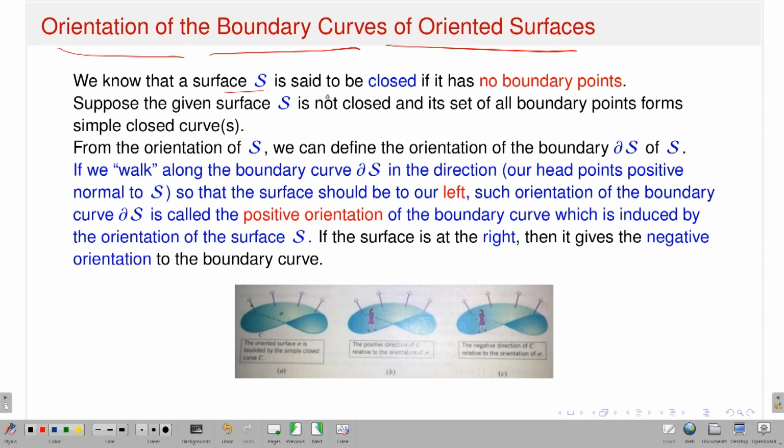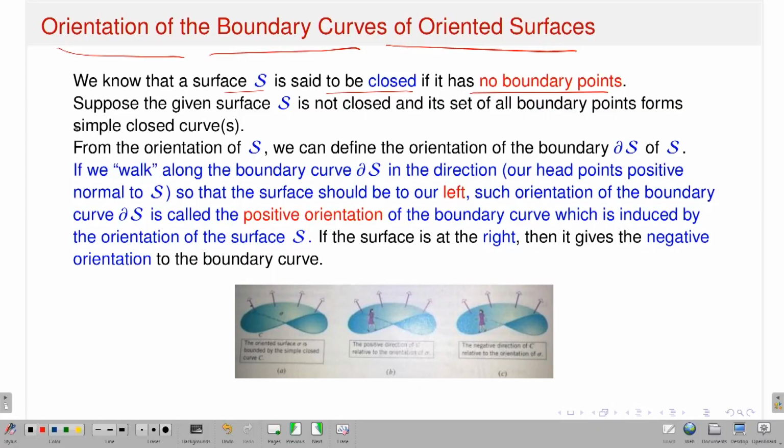We know that a surface S is said to be closed if it has no boundary points. Now I will start with a surface which is not closed, that means it has boundary points. If I collect all the boundary points, the set of all boundary points forms a simple closed curve. So if you start with a smooth surface which is not closed, the collection of all boundary points gives a simple closed curve.